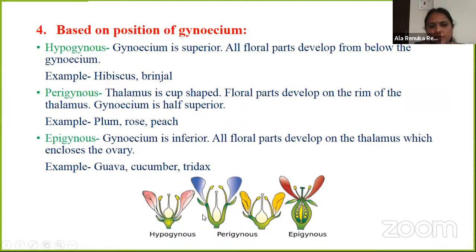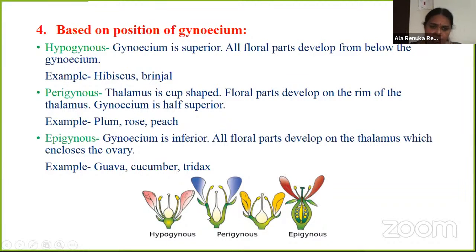Okay, so we can see this. The thalamus is cup-shaped. Different floral leaves get arranged on the rim of this cup, along with the level of the gynoecium. So it is the perigynous condition. Now what has happened to the ovary? It is neither inferior nor superior. Ovary is neither inside nor completely outside. So the ovary becomes half superior. We can call it half superior or half inferior.